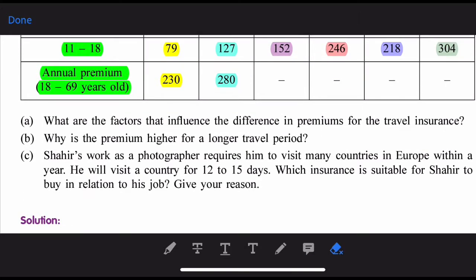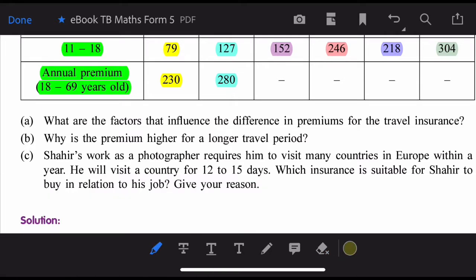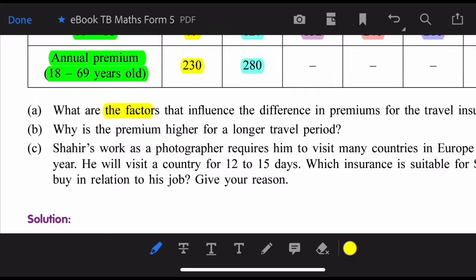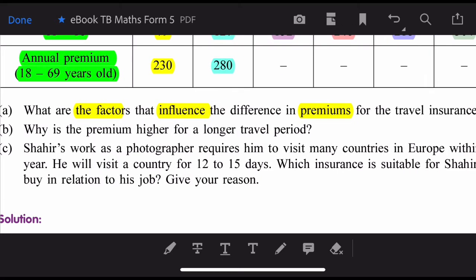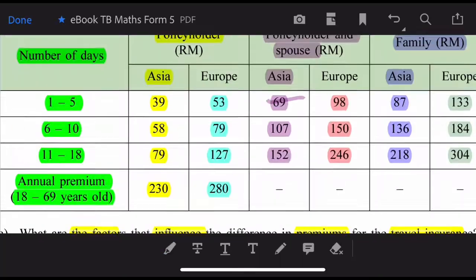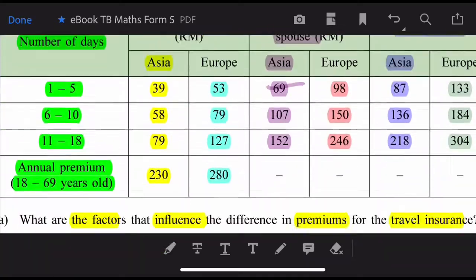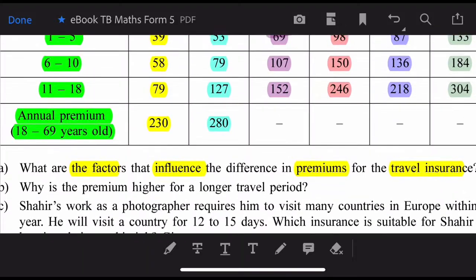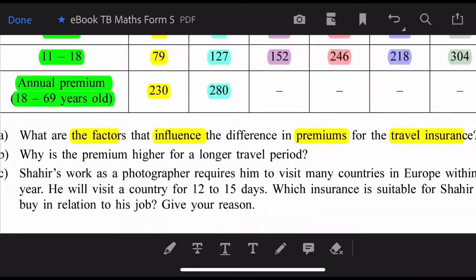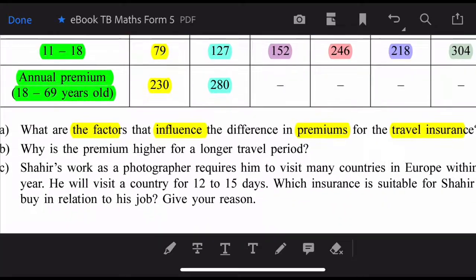Study the question. A, what are the factors that influence the differences in premiums for travel insurance? Can you see the premium? What are the factors? We can see the number of days, right? So that should be the factor that keeps on changing.